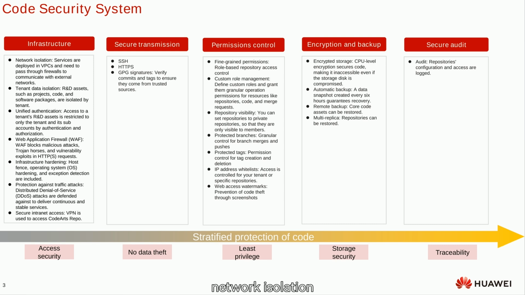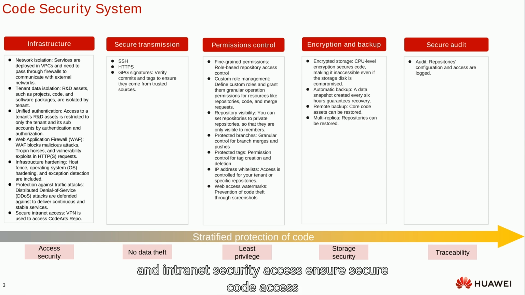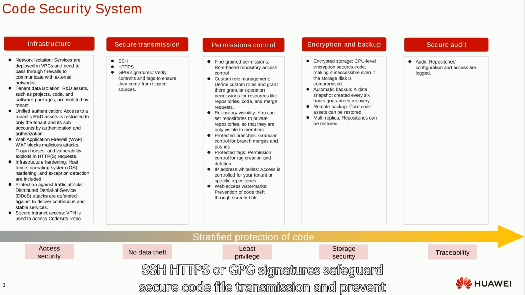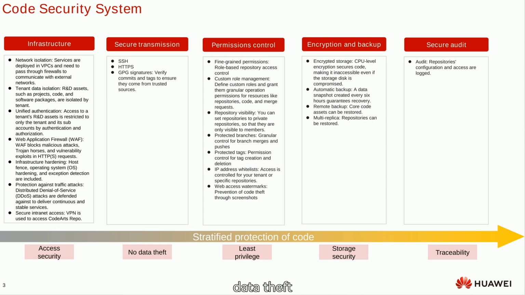First, network isolation, tenant data isolation, unified authentication and authorization, WAF application protection, infrastructure hardening, traffic attack defense, and intranet security access ensure secure code access. Second, SSH, HTTPS, or GPG signature safeguard secure code file transmission and prevent data theft.